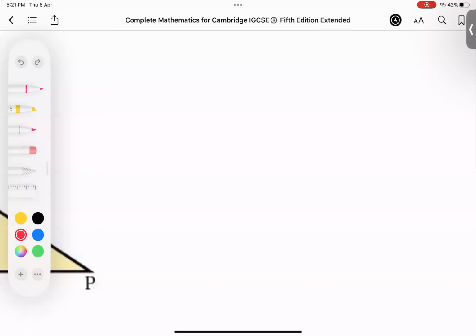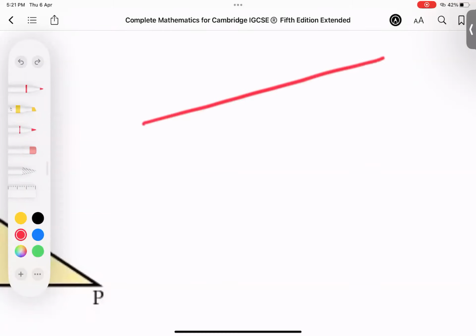Let's go for the next one. Now, students, I want to give you a very important concept. This is, let's say, vector AB.